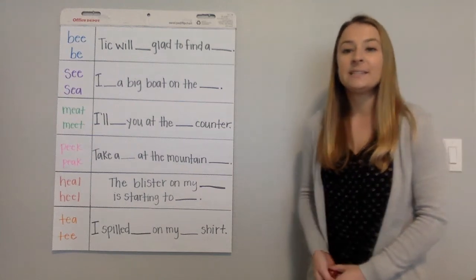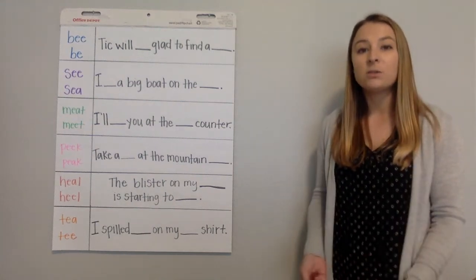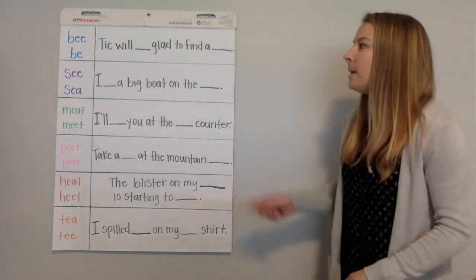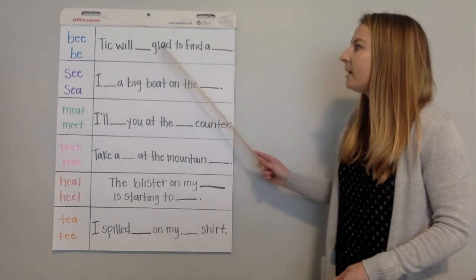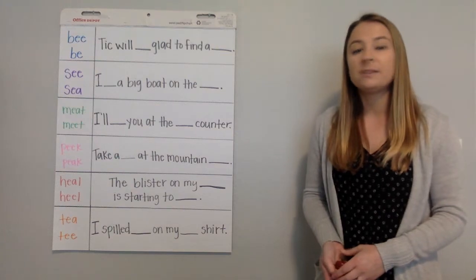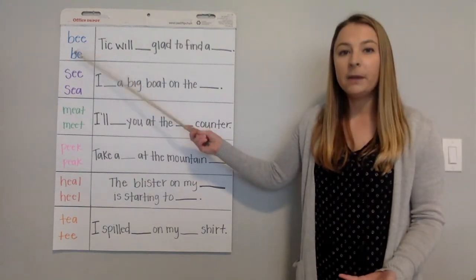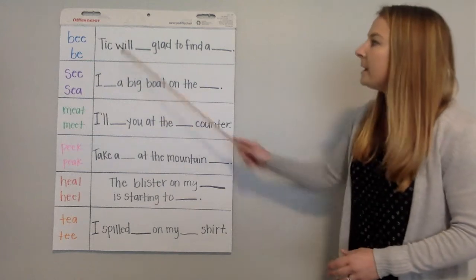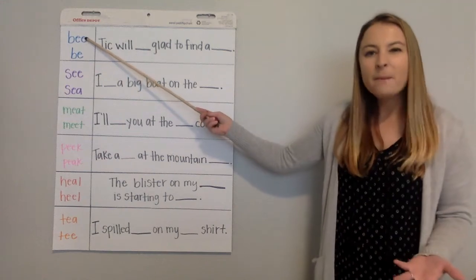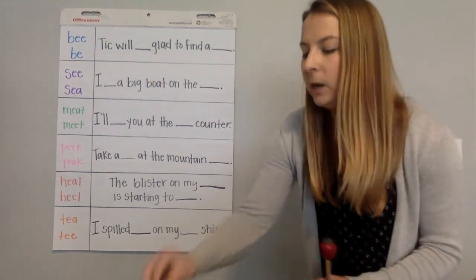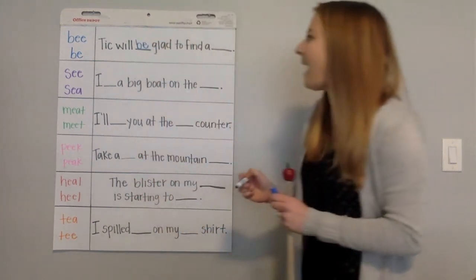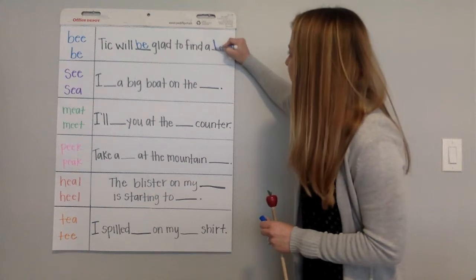Okay, we have 6 sentences here that focus on the Super Kids and also using our homophones to practice using these words correctly in our sentences. Number 1, Tick will blank glad to find a blank. Now the 2 homophones we can choose for this sentence are be, as in bumblebee, or bee. Okay, so let's decide. Tick will be, we know it's one of the bees, and we know it's probably not the bumblebee type. So Tick will be glad to find a bee.